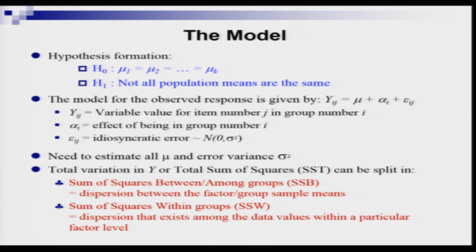Because ANOVA can also be applied to population groups, but if you have more than two, then we say that it is among the groups. And then the second component of this decomposition of total sum of squares, SST, is called sum of squares within groups, or the abbreviation is SSW. So, this is the dispersion that exists among the data values within a particular factor level.